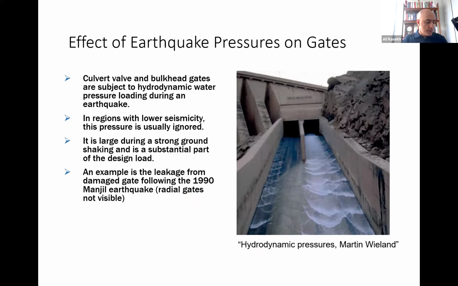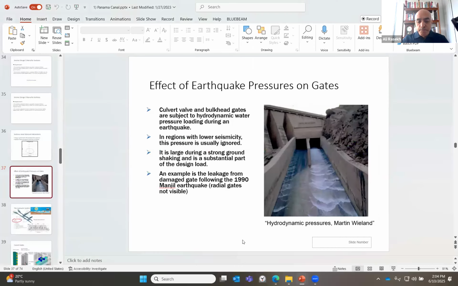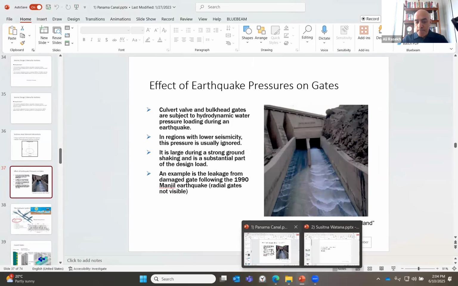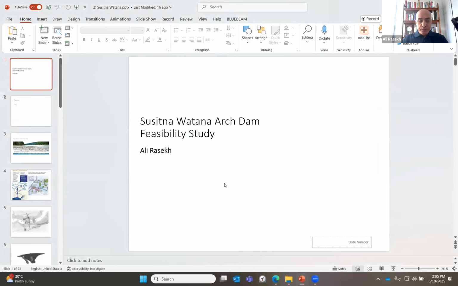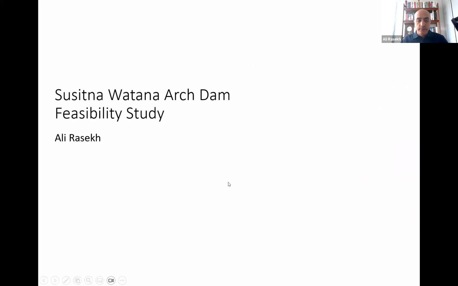And because I already burned about 35 minutes, this was another study that I did related to the Panama Canal, but I don't go through this. Instead, I jump onto a dam project for about 10 minutes. This is one, okay, let me set it to full screen.